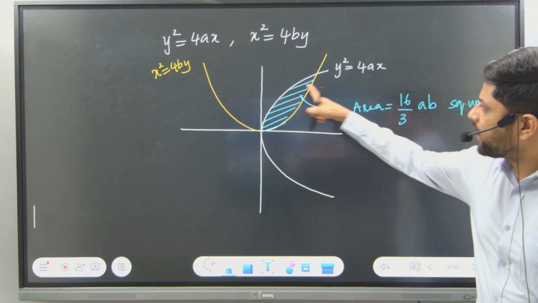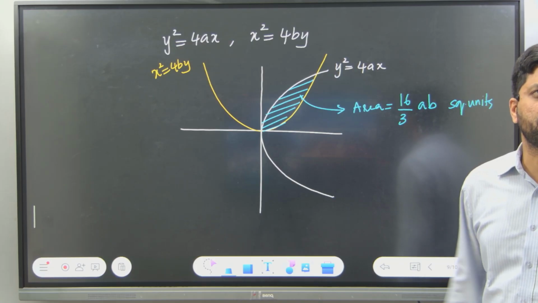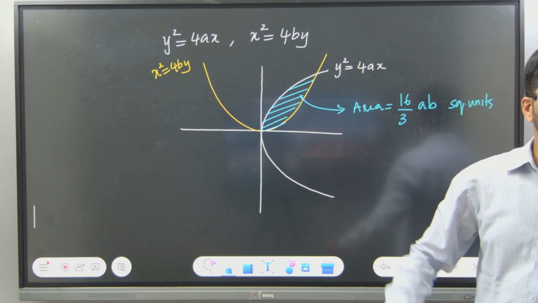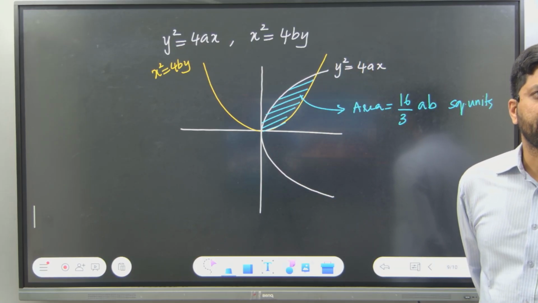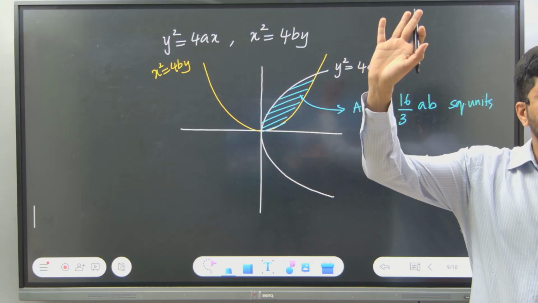Did you understand the diagram also? Which area we are discussing about? Yes? Did you understand? Okay, everyone catching up?